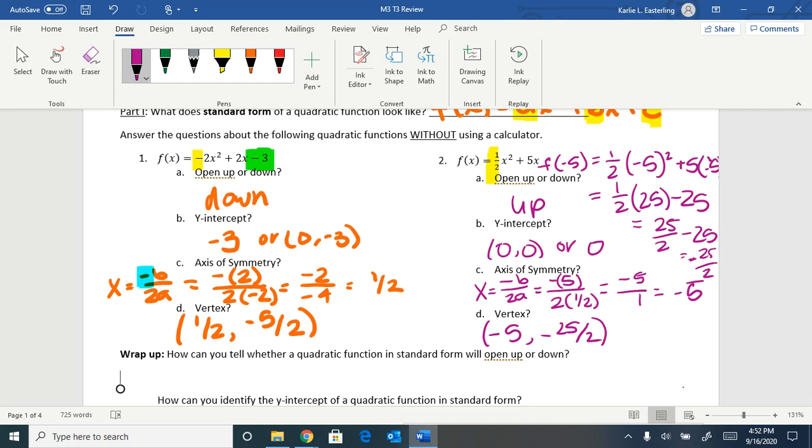And guys, please, please, please, if you're going to remember anything for this test, just remember your axis of symmetry and your vertex. That is going to just give you so much information here.